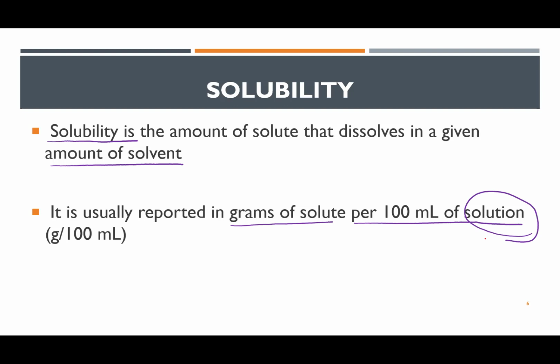By definition, solubility is how much of a solute you can dissolve in a specific amount of solvent, and it's reported in grams of solute per 100 milliliters of solution and not solvent. It's the solution. Solution is solute plus solvent. That's what the solution is.